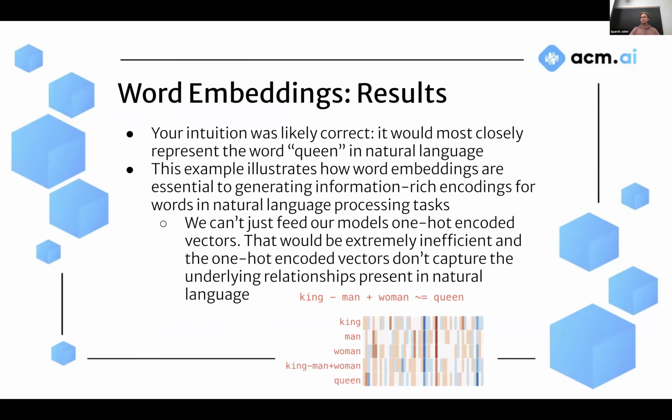If you thought queen, congratulations, you're right. And this is a good example to show just how important context is. And so with word embeddings, we can capture this information and we can find these kinds of relationships between words. And then we can train this information. We can feed this information to computers for RNNs, LSTMs, and transformers.